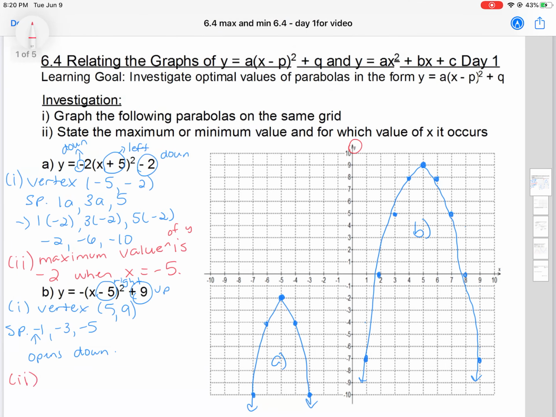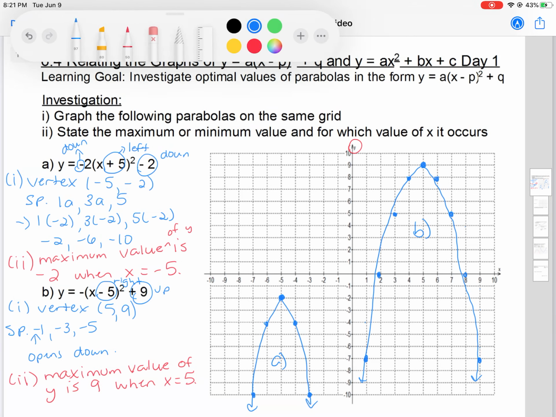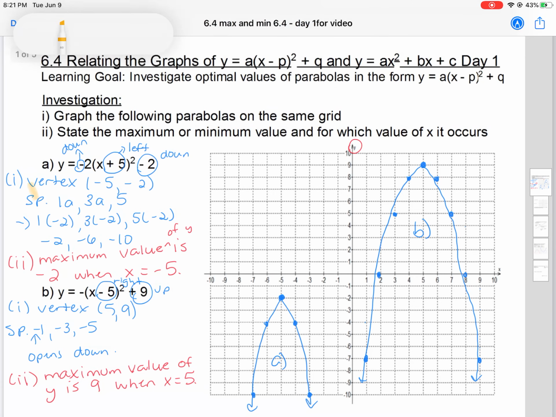Okay, so now again, we have a maximum value. So I'm going to write the maximum value of y is positive 9 when or at x equals positive 5. So really, yes, you can use the graph to figure that out, but also we can use the vertex as well. So the vertex is a very important value.